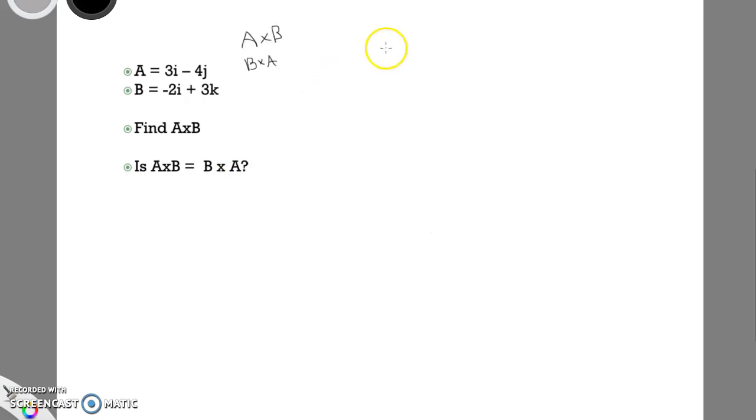The first way requires making a matrix, and the way that we construct the matrix is like this. At the top row, we write just the unit vectors i, j, k, and we're going to put them twice. Then we write vector A, also twice: 3i, negative 4j, 0k. Then we write vector B, twice: negative 2i, 0j, 3k.